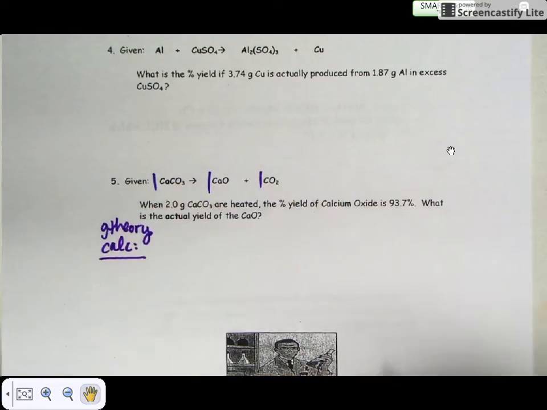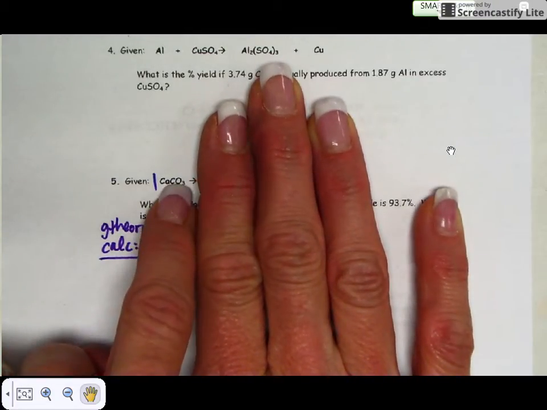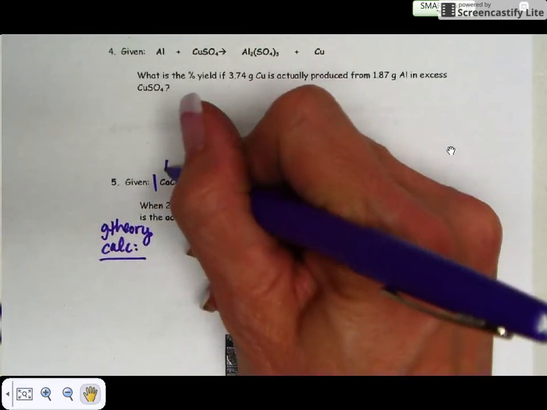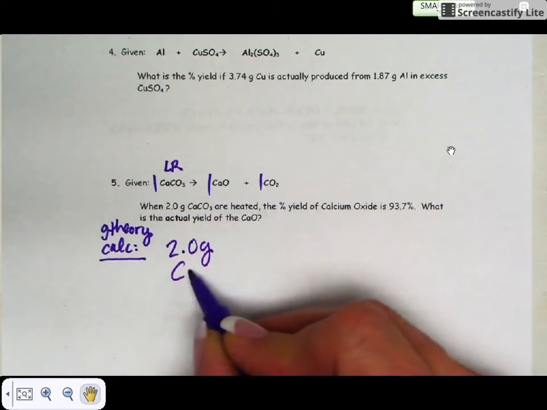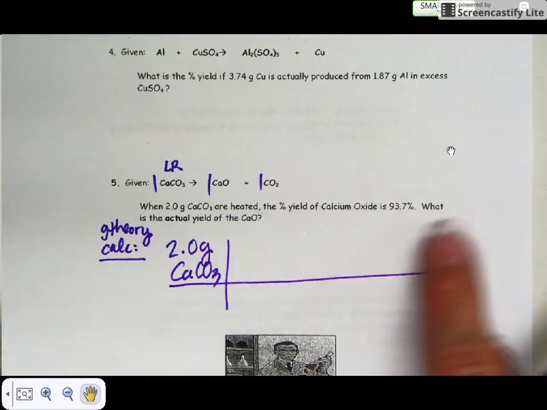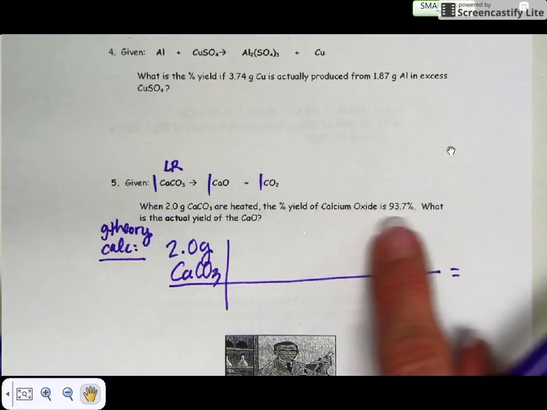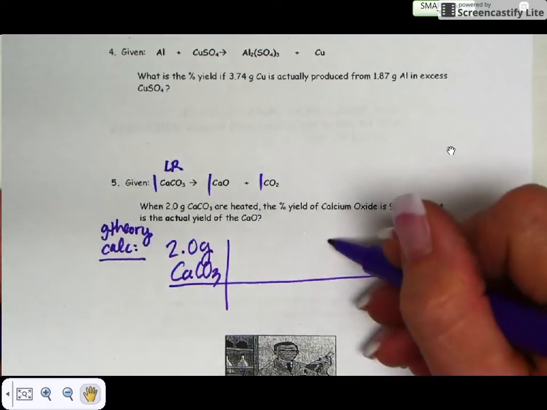Okay? So to do that, we have to start with the limiting reactant. Now, they did not come right out and tell us who the limiting reactant was here, but if you look at your reaction, there is only one reactant there, class. So since there's only one reactant, that is your limiting reactant. So calcium carbonate is the limiting reactant. So here's who we start with. So 2.0 grams of calcium carbonate. And we're going to convert this to grams of calcium oxide because that's who they told us the percent yield of. So grams of calcium oxide. Again, this is a 3-step problem.